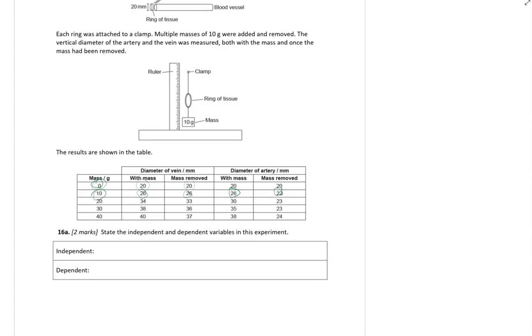So the first question says, say the independent and dependent variables in this experiment. So the independent variable is the one we change, the dependent one we measure. Okay, so therefore the thing we're changing is the mass. So that would be the mass. And then the dependent is the diameter of the vein. Okay, so that's the independent and the dependent variable.